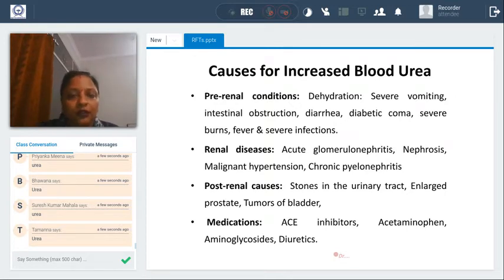Causes for increased blood urea. There are various causes: prerenal conditions like dehydration, severe vomiting, intestinal obstruction, diarrhea, diabetic coma, severe burns, fever, severe infections. In various renal diseases like acute glomerular nephritis, nephrosis, malignant hypertension, chronic pyelonephritis. Post-renal causes: stones in the urinary tract, large prostate, tumors of bladder, etc. Medications, in the case of medications, ACE inhibitors, acetaminophen, aminoglycosides, and various diuretics.